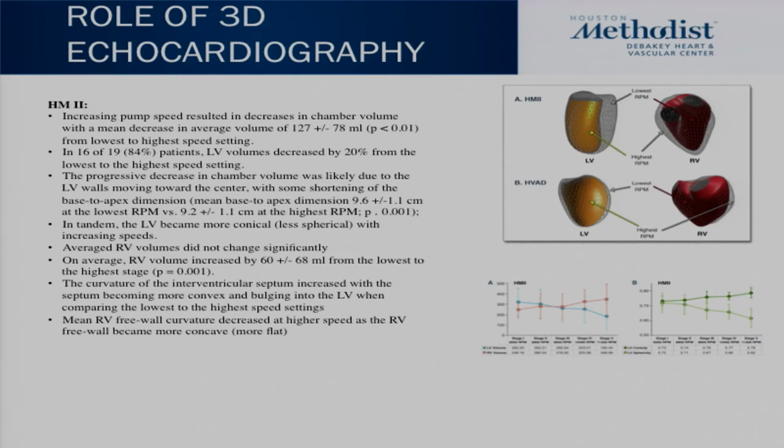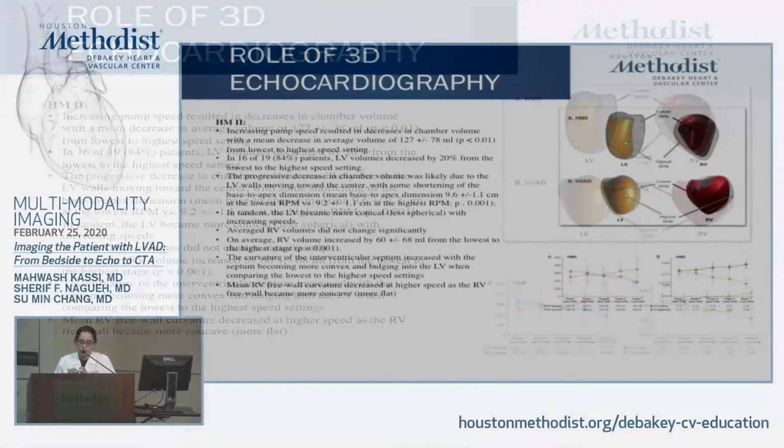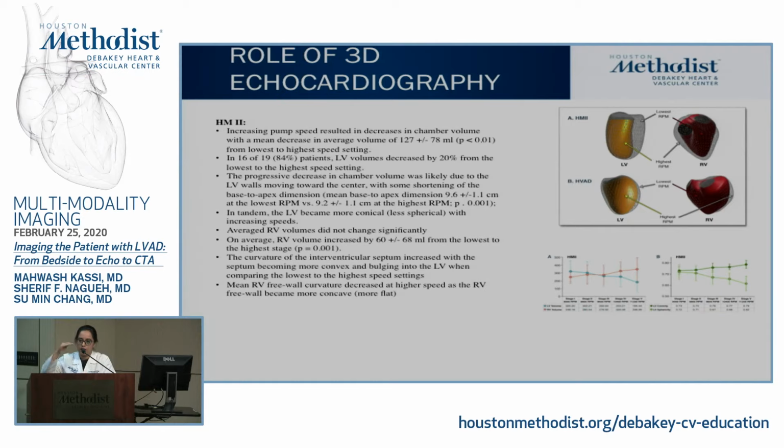And the likely change that happened in the LV shape is that the walls come closer. The thought is that because the inflow cannula is in the apex, the change from the base to apex is not a lot. So it's usually the walls that come in that cause the change. And what was happening with HeartMate 2 is also that they became more conical and less spherical with increasing speeds. And the averaged RV volumes did not change significantly.